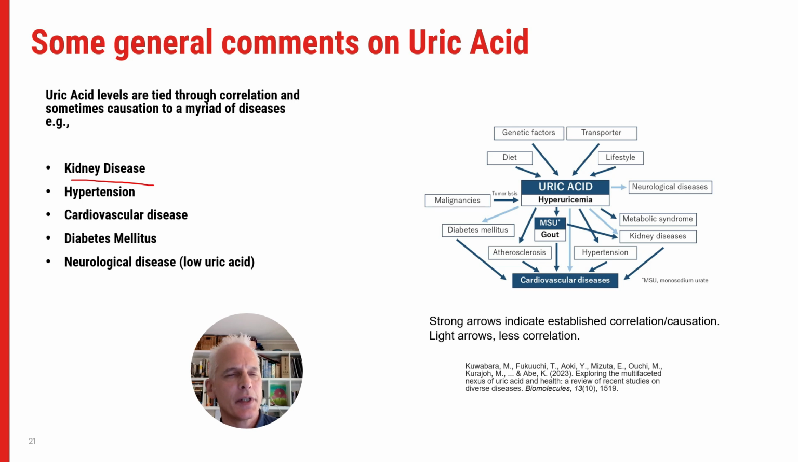And interestingly, low uric acid levels have been associated with a variety of neurological diseases. So strangely enough, diseases like some forms of dementia and Parkinson's have been associated with having low levels of uric acid.